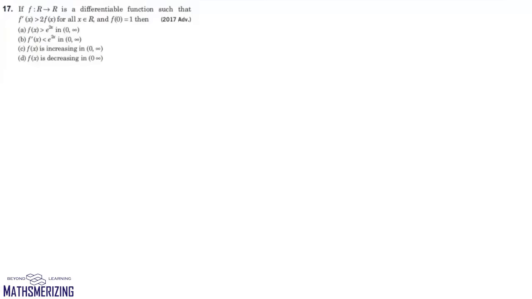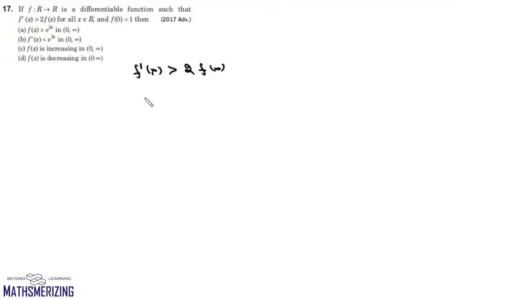And here the question is, if a function is defined from R to R and it is a differentiable function such that f dash x is greater than 2 times f(x) for all x belonging to R and f(0) is 1, then which of the following options is correct?